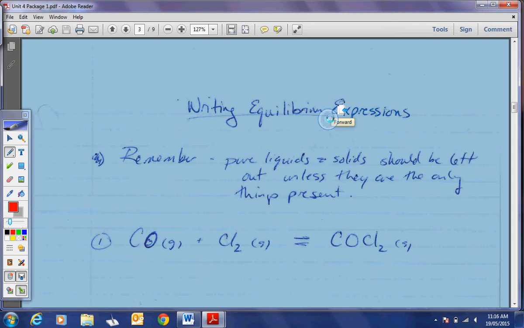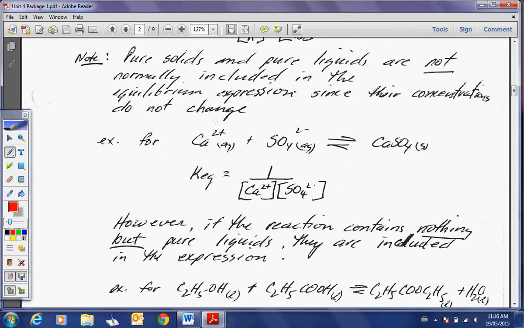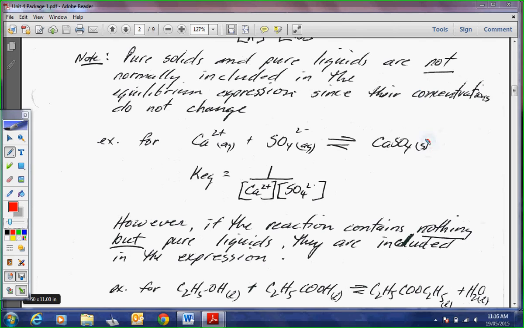The products C and D over A and B. All right? So we go products over reactants. So back down to something that makes sense to us. Okay, so here, this is a solid, so we're not going to include it. The aqueous ones, we do include those.